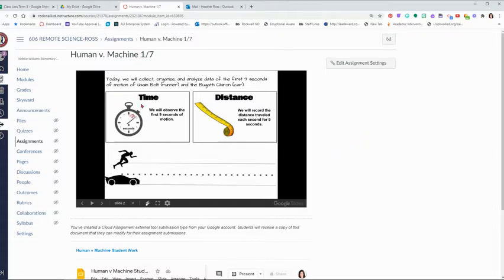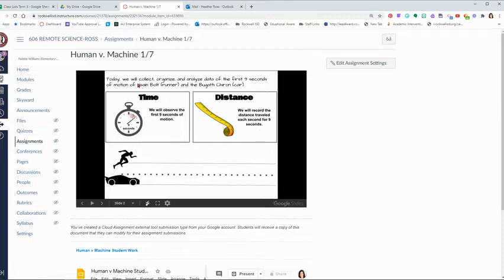We're going to be looking at the time. So we're going to be looking specifically at the first 9 seconds of motion. They're not moving, so they're at 0, and then they start moving. We're going to look at just the first 9 seconds of their motion. And then we're going to be recording the distance traveled each second for 9 seconds.